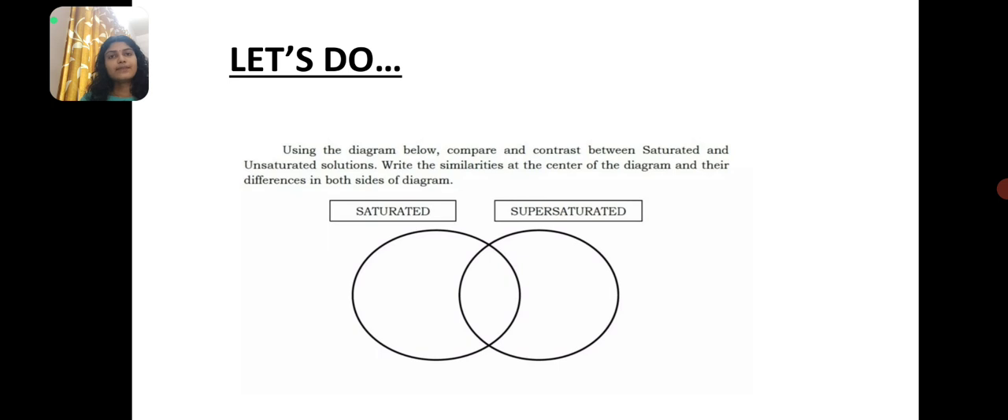Try to write simple and clear points. If you have doubts, note them down. We will discuss them in the next class, so complete it neatly. This will help you understand the difference between two types of solutions before we move on to the next topic.